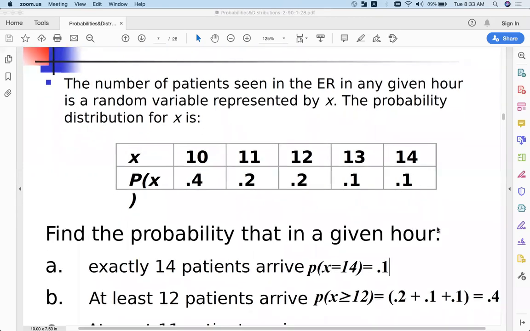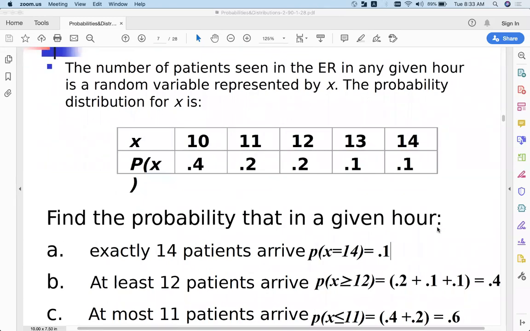Okay. So what about this one? At most 11 patients arrive. I hope you understand the convention of "at most". First, 10 or 11 we'll consider. So at most means only 10 or 11 patients can arrive. If 12 patients come, that is not correct. So at most means only 10 or 11.